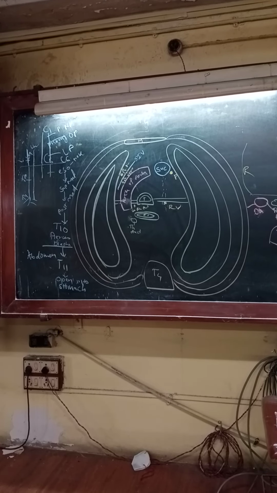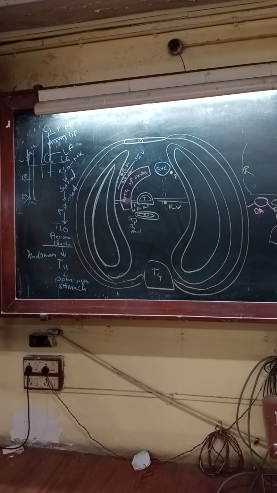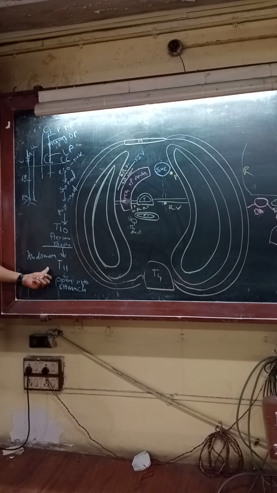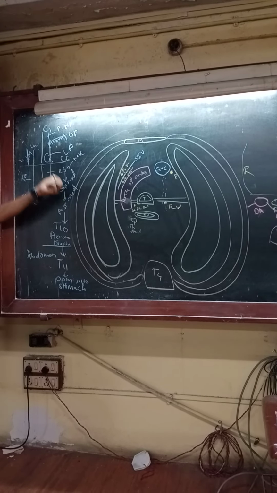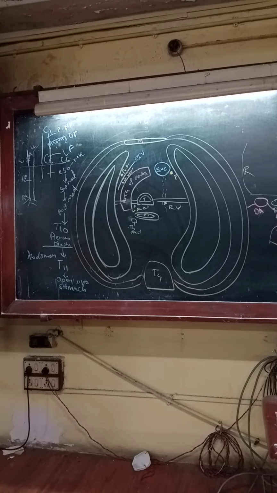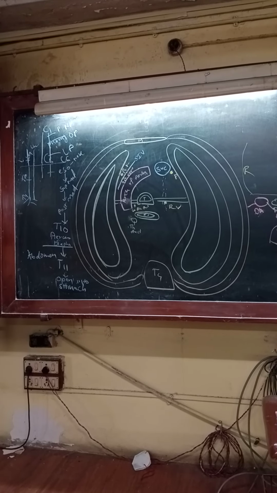Second such structure is thoracic duct. It begins in the abdomen, passes to posterior mediastinum, goes to superior mediastinum, goes to the neck, and ends in the neck. Okay?